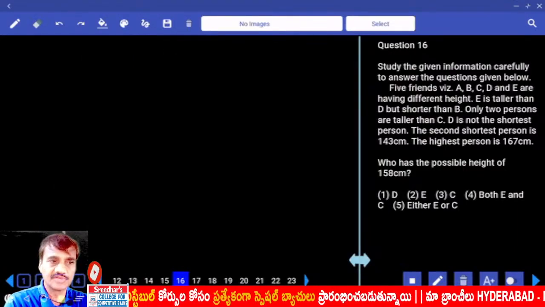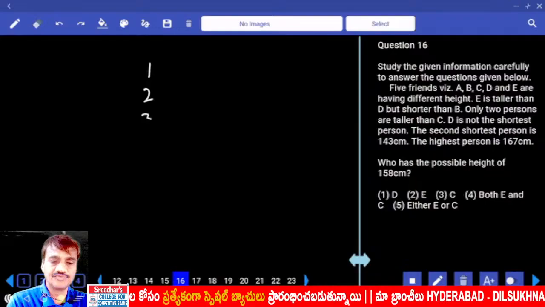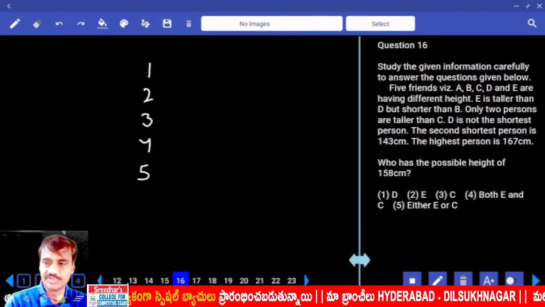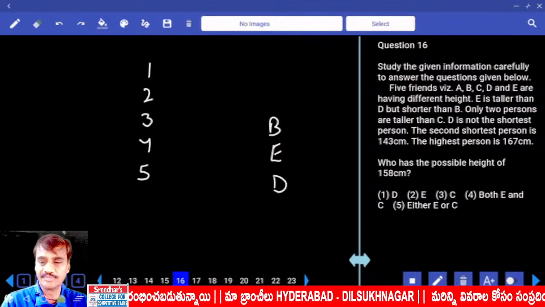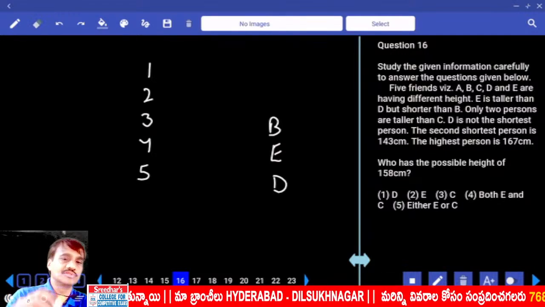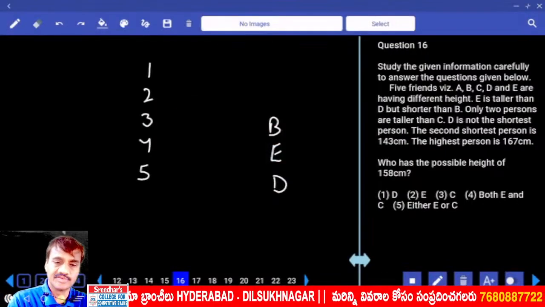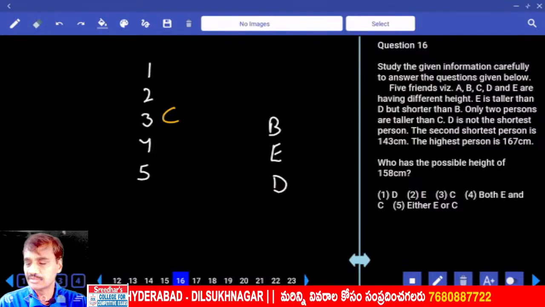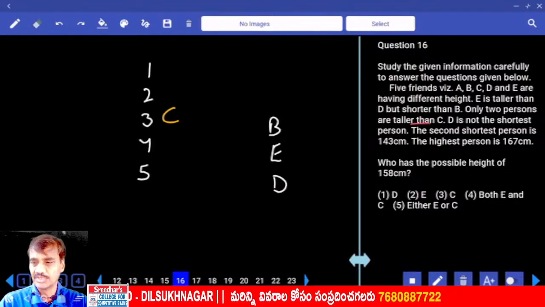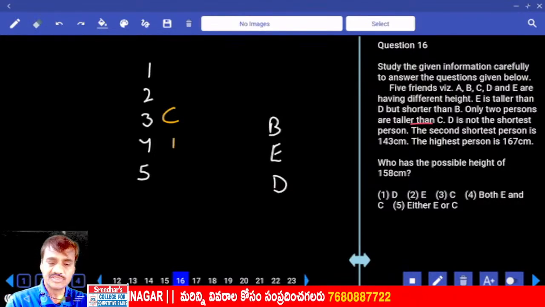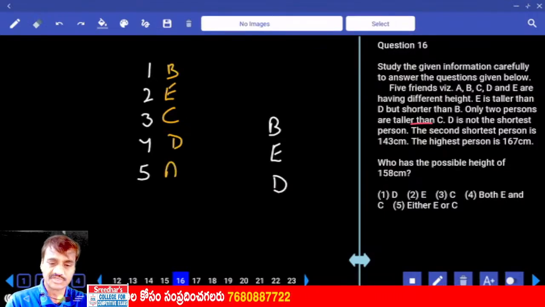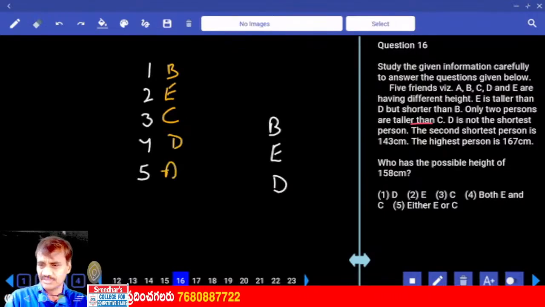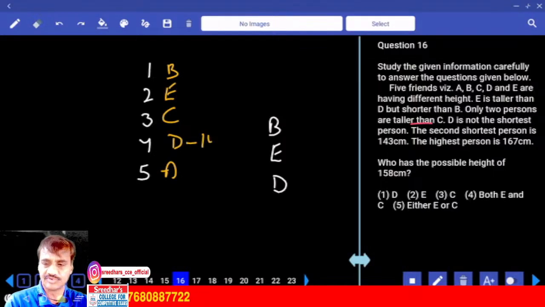How many persons are there? 5. Now 1, 2, 3, 4, 5. E is taller than D, but shorter than whom? But shorter than B. And only 2 persons are taller than C. Information clearly given. And next one, D is not the shortest. D is here, E is here, B is here. Then who is the shortest? A is the shortest. And the second shortest person D is 143.